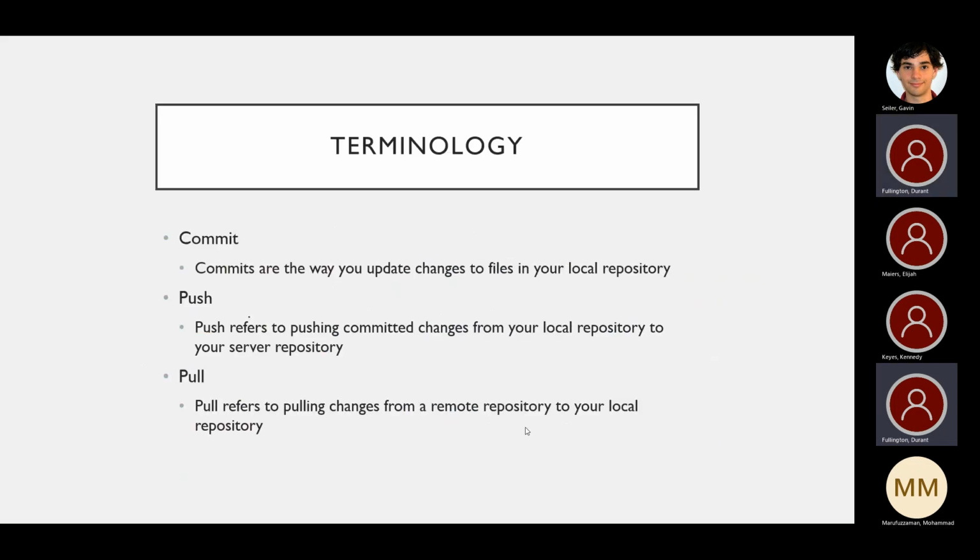So let's talk about some terminology before going into what each of these means. The main functions that you're going to have with Git are going to be commit, push, and pull. Commits are the way that you update changes to files in your local repository. Push refers to pushing committed changes from your repository to your server. And then pull is basically taking the files from the remote repository, the server, to your local repository.